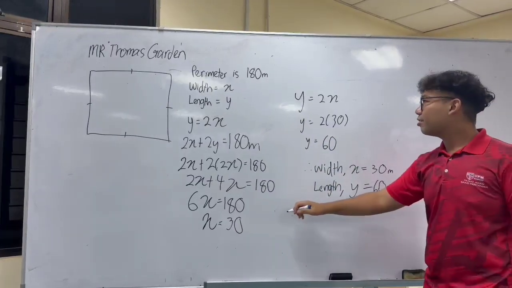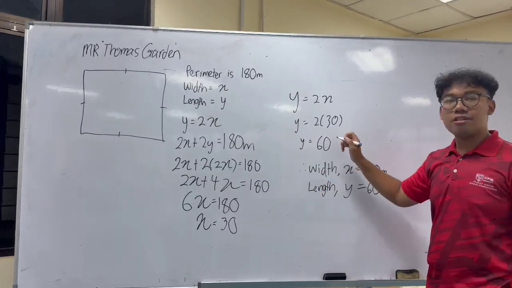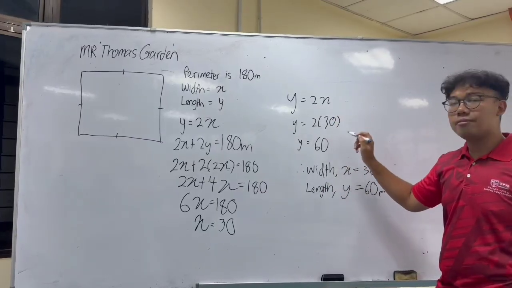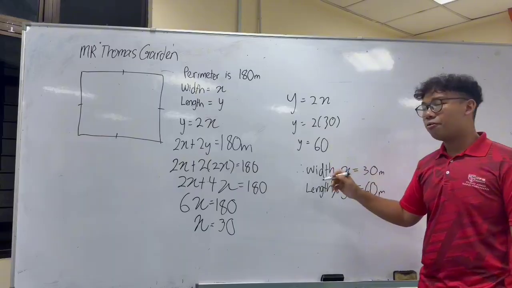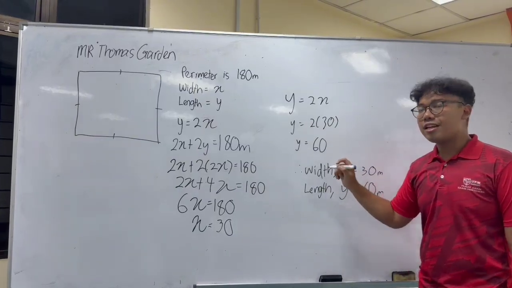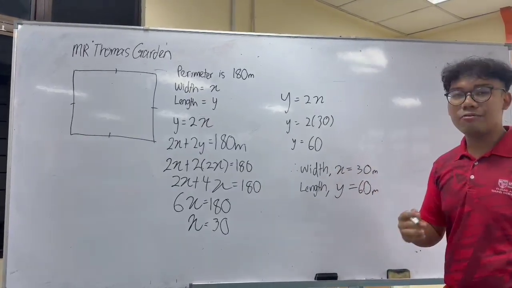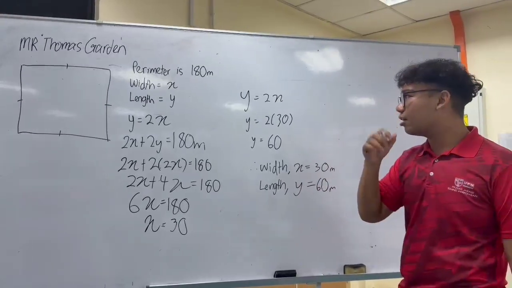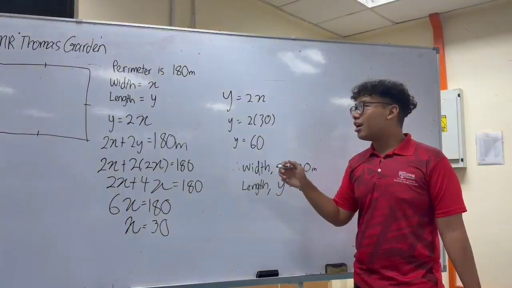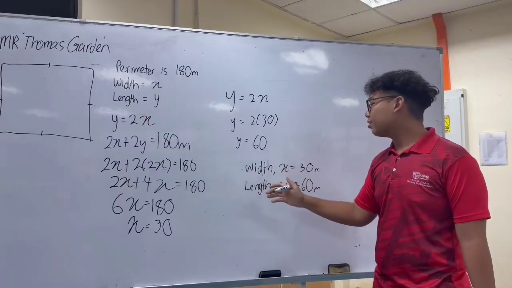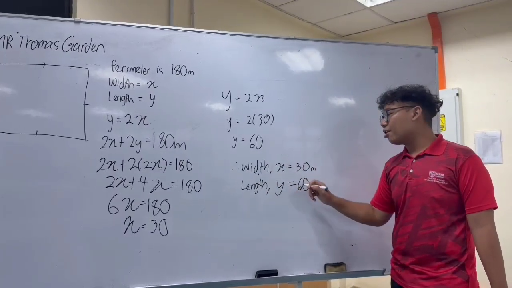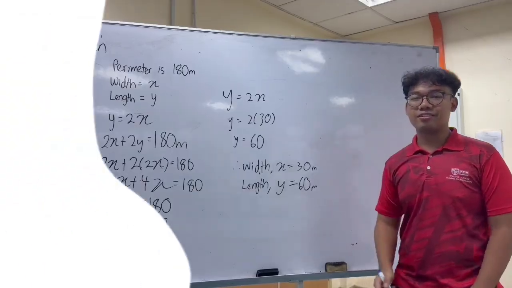Then we just substitute into the other equation. So y equals 2 times 30. Then we get y equal to 60. Then at last we must declare which is the width and the length. Just like we said, the length of the garden is 2 times the width. So the width is equal to 30 meters and the length, y, equals 60 meters.